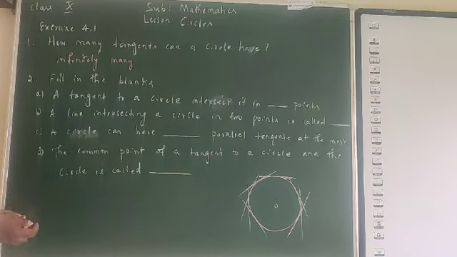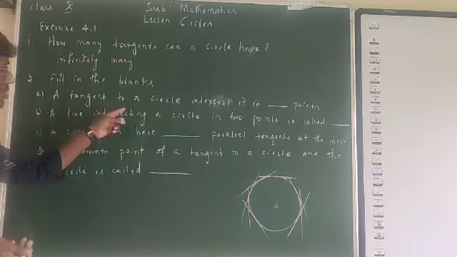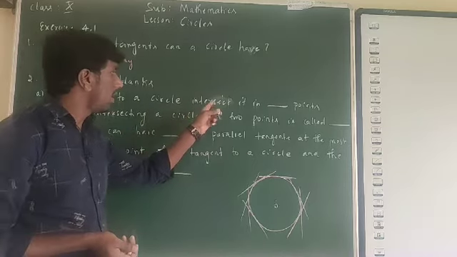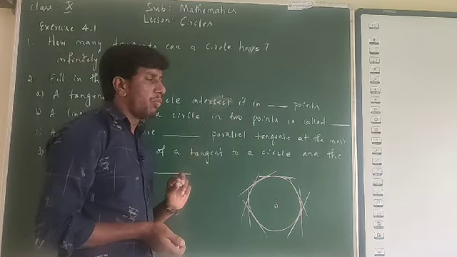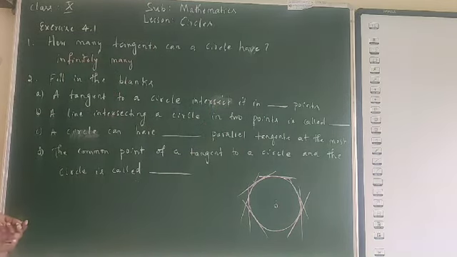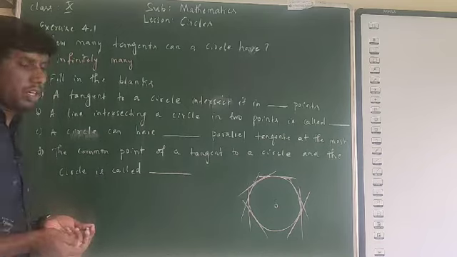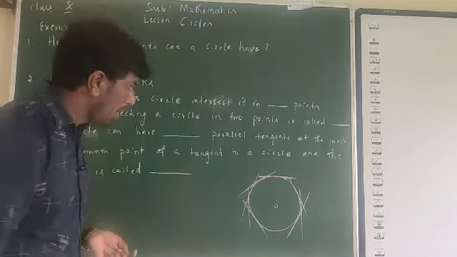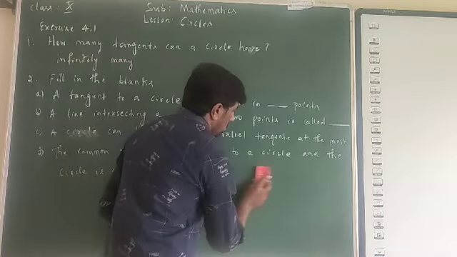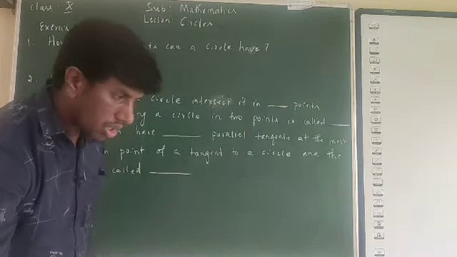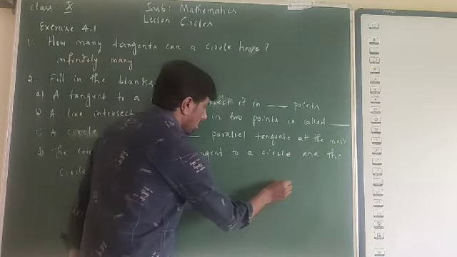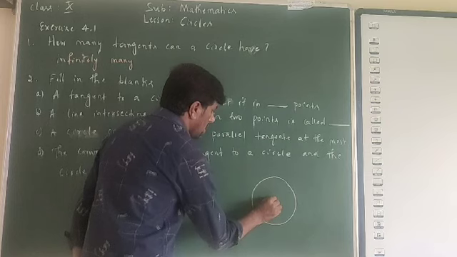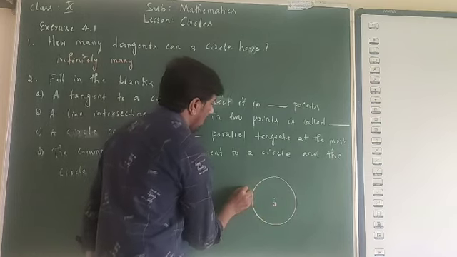Okay, so the second one, fill in the blanks. In the second one we have some questions. A tangent to a circle intersects it in dash points. A tangent to a circle intersects it in how many points? There is a tangent, there is a circle. We have a circle, right? We have a tangent.